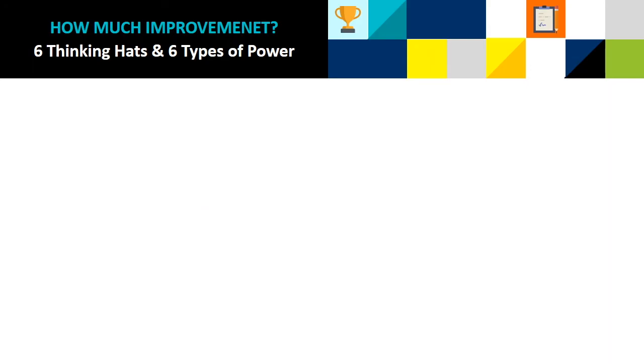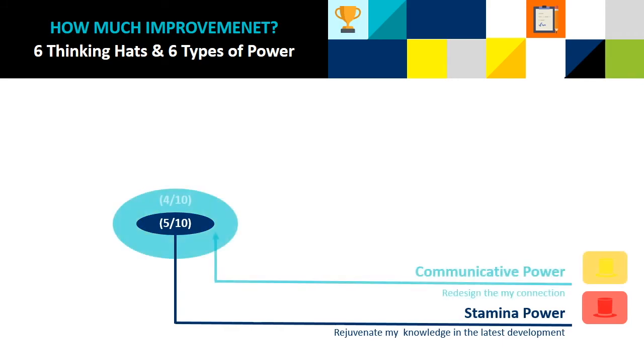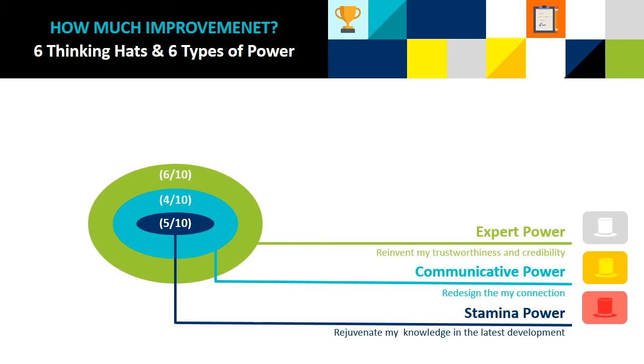The first power is stamina power, which is related to the red hat. I need to ensure continuous learning in the latest development of industrial trends and management know-how to comply with the quick change of rate. The next is communicative power, which is related to the yellow hat. Here I need to improve my connections to add more sources of referrals for getting more clients. Third is expert power, which is related to the white hat, where I need to increase my trustworthiness and credibility by gaining more experience, knowledge, and skills in working as a financial analyst.